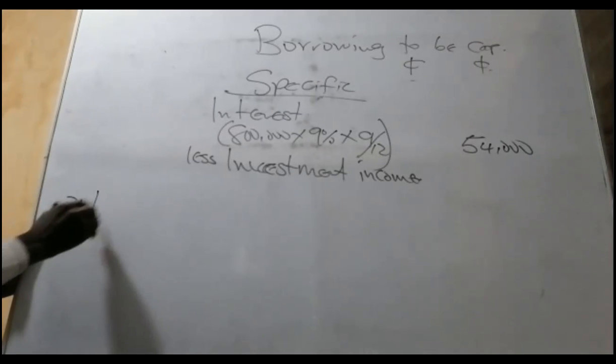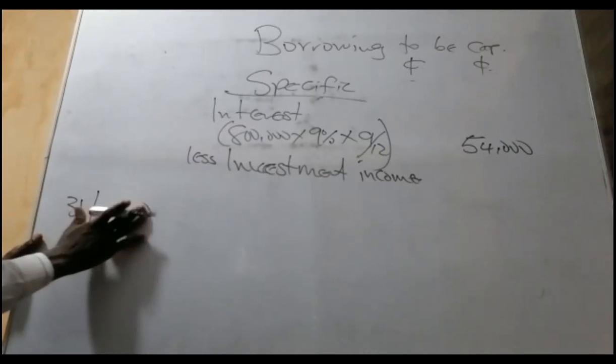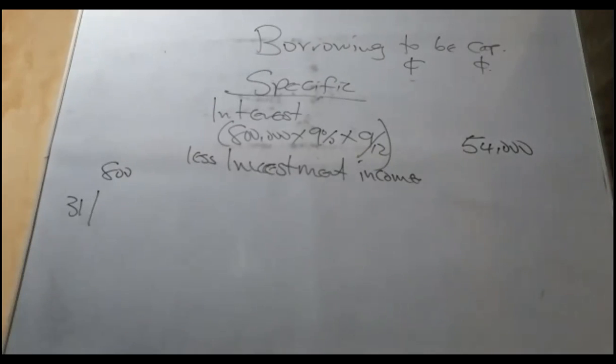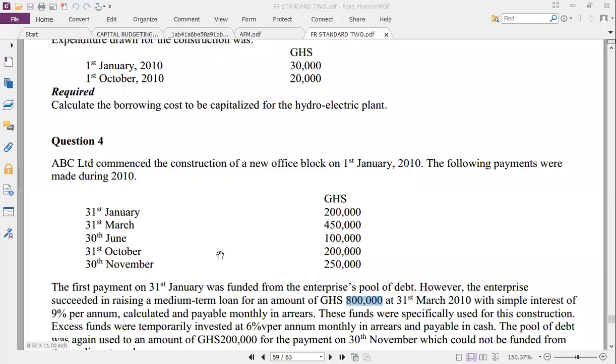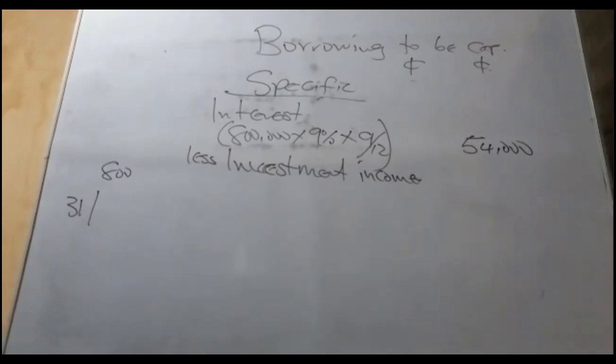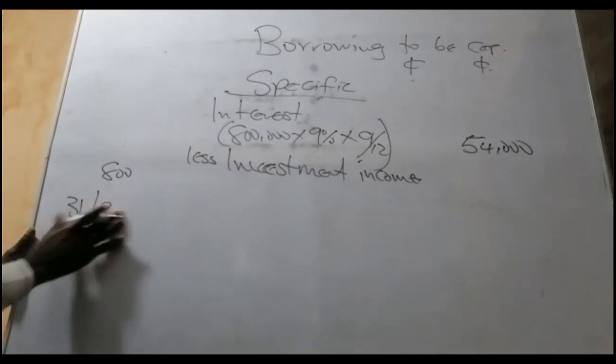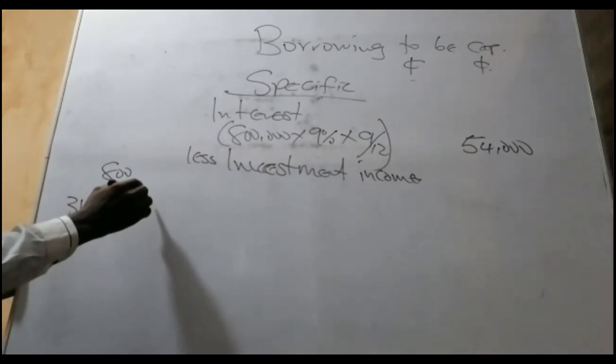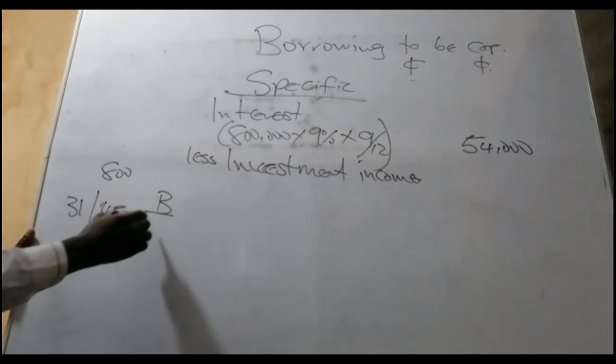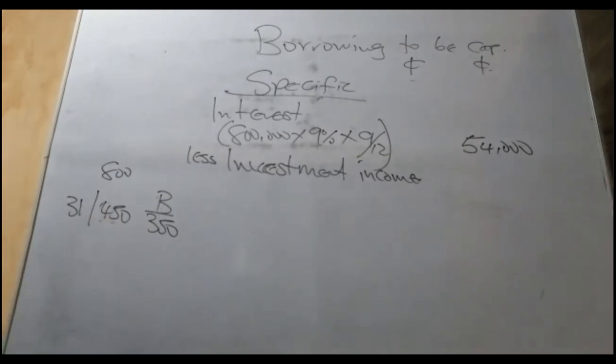So on 31st March, they took 800. And then they spent how much? Let's go and see from the question. On 31st March, they spent 450, right? So out of the 800, they spent 450. Let me also put a balance here. So the balance is 350.